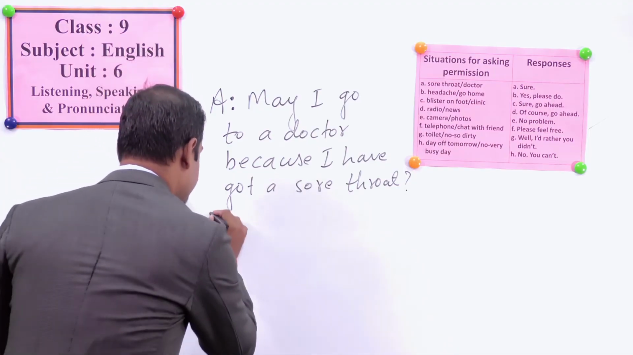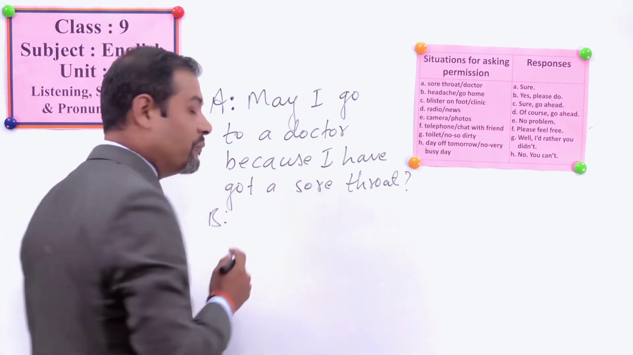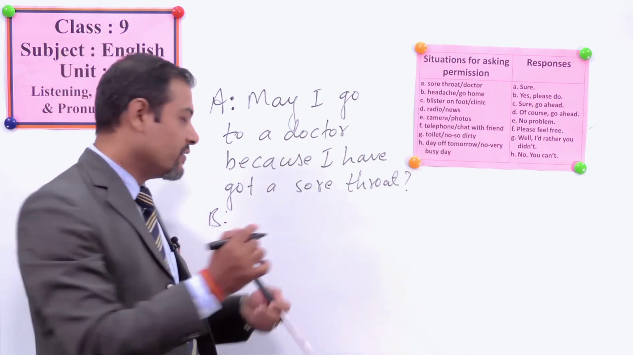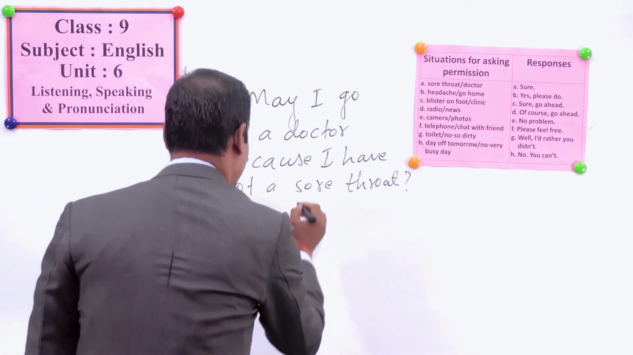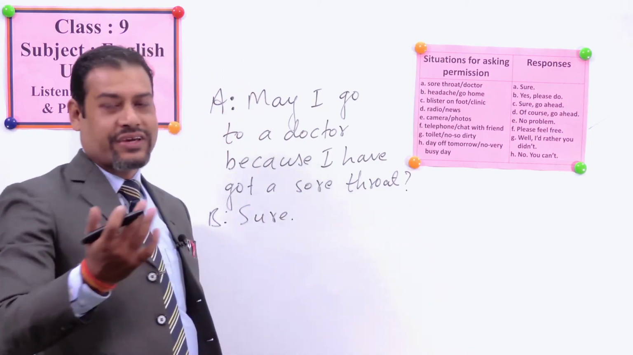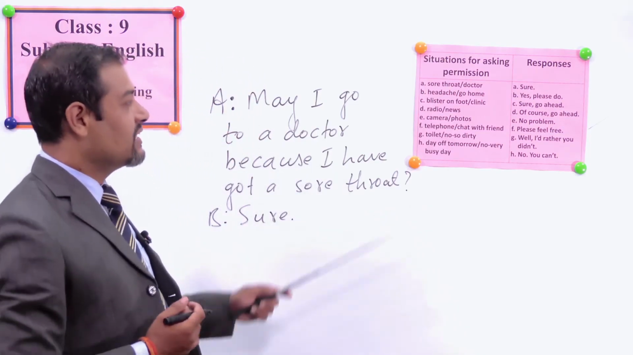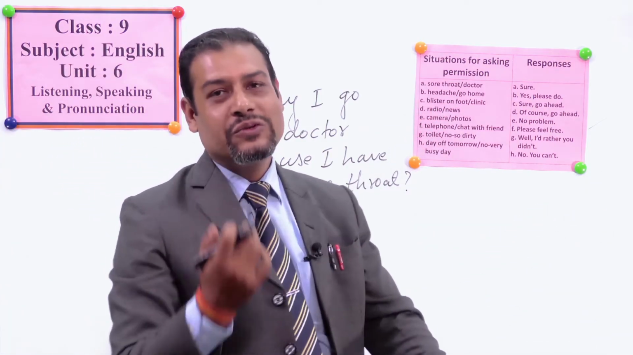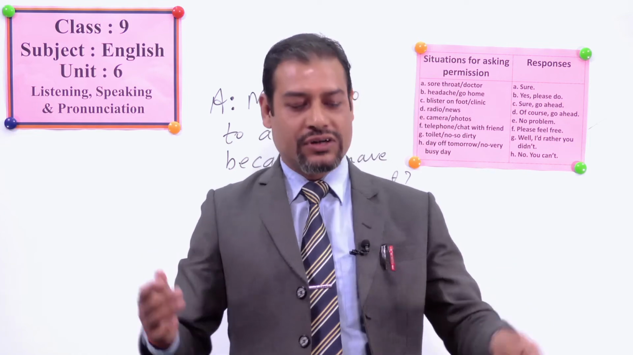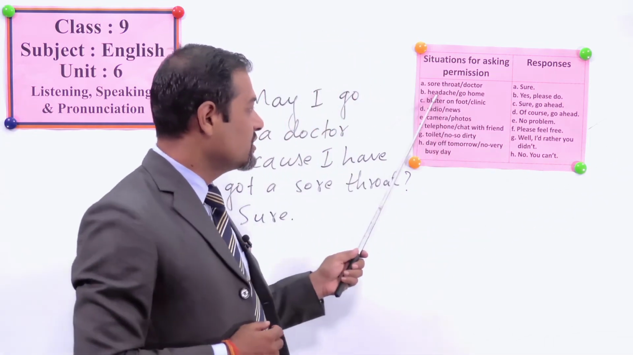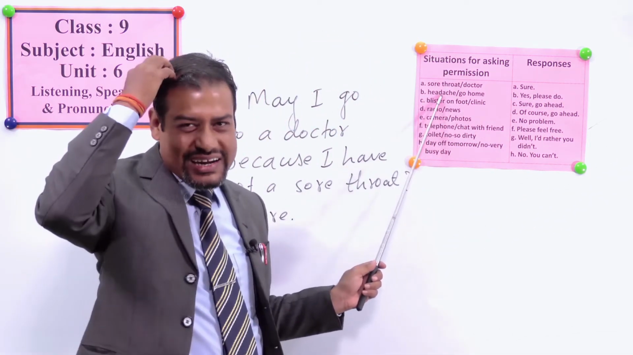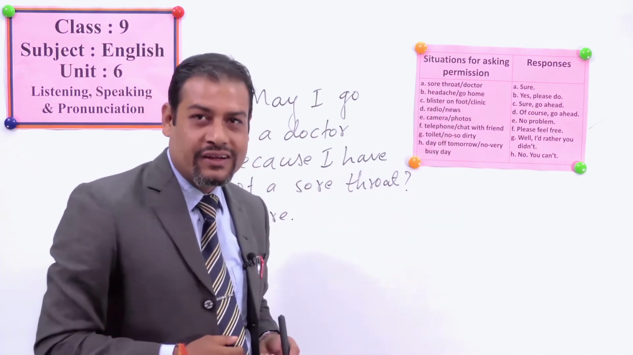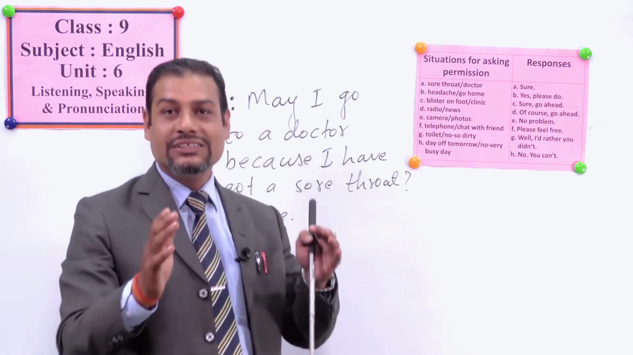Now, what can be the response, said by B? It's very clearly given here. Sure, S-U-R-E, sure. It means you can go. Now for this one, headache, go home. All of you tell me, how do you ask for permission for the second situation? There is a headache, head is paining, and then he or she wants to go home. So what do you say? How do you ask for this permission?